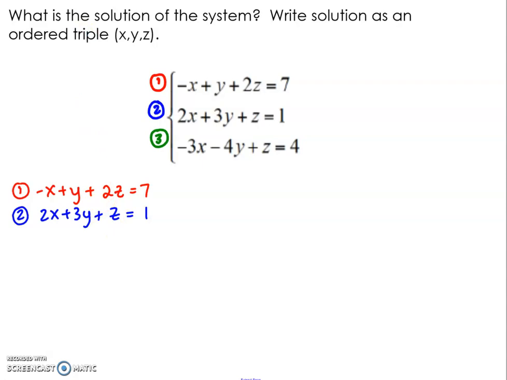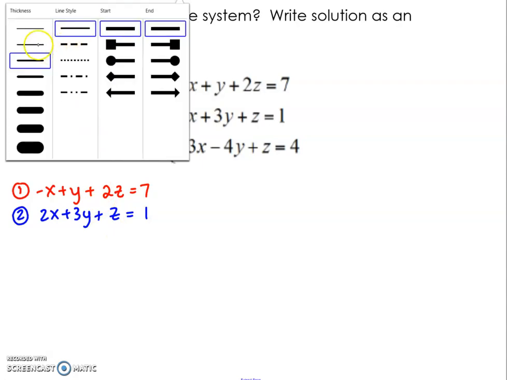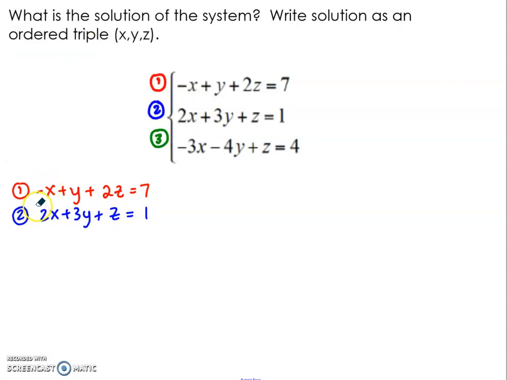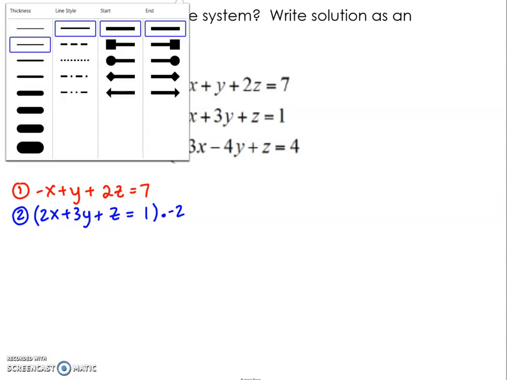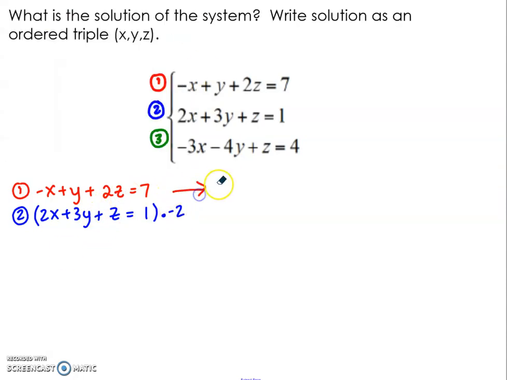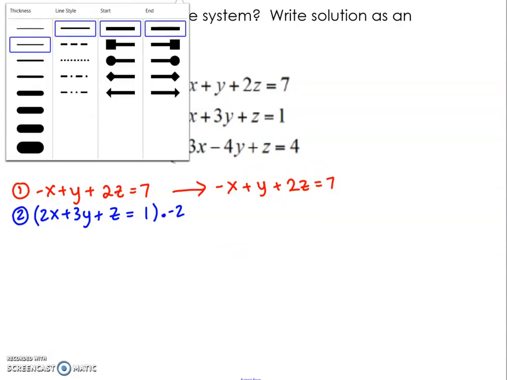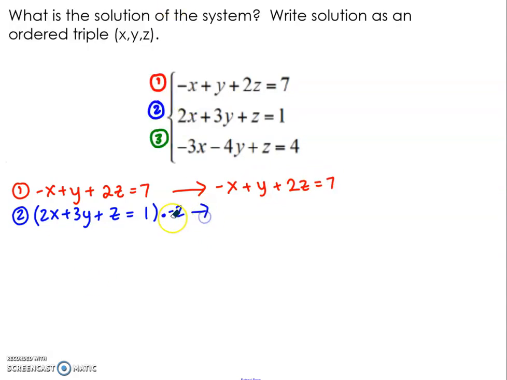So what I'm going to do here is I'm going to multiply the second equation. I'm going to multiply this whole equation by negative 2. Okay, by multiplying it by negative 2, my z will then have the same number and opposite signs. So the first equation, I'm not going to do anything to the first equation. I'm just going to keep it exactly the same. So negative x plus y plus 2z equals 7. The second equation, that's when I'm going to multiply every piece by negative 2.